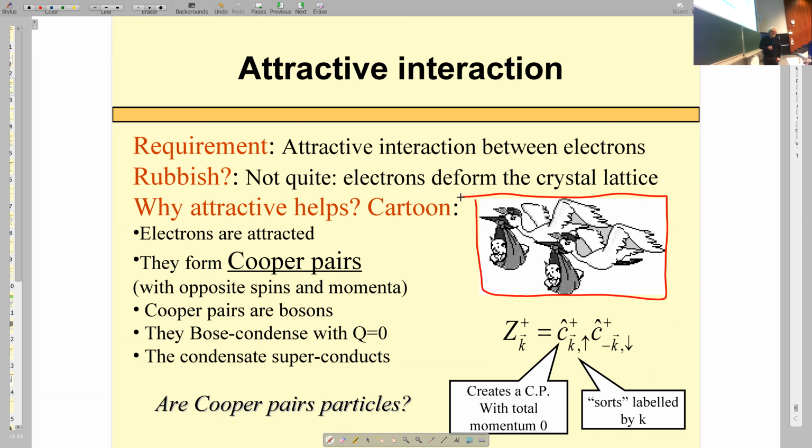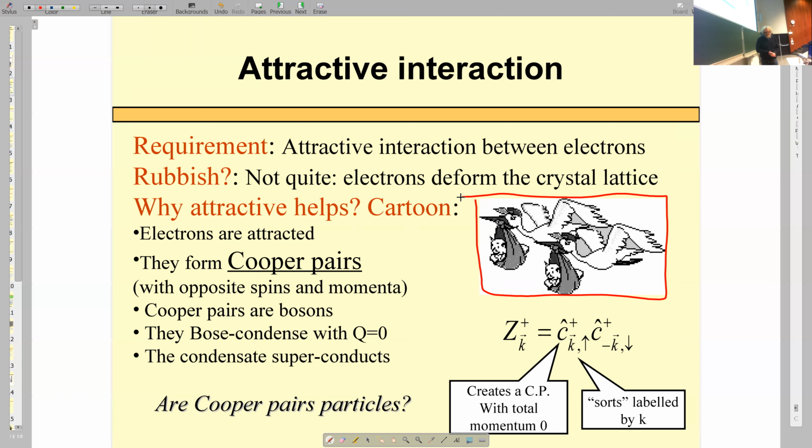Actually, the requirement for superconductivity is attractive interaction between electrons. As we will see today, it doesn't matter how strong this interaction is; very little attraction will work in establishing the superconducting ground state. First of all, it looks like rubbish because we know that electrons are charged and they should repel each other. Even as we discussed earlier, the interaction is screened, it's still repulsive.